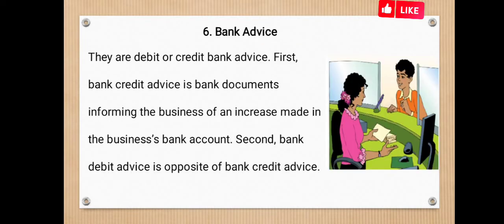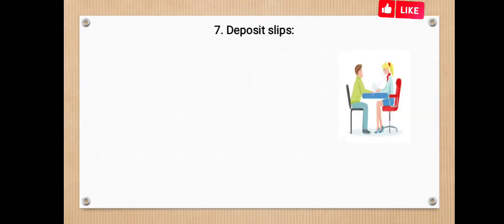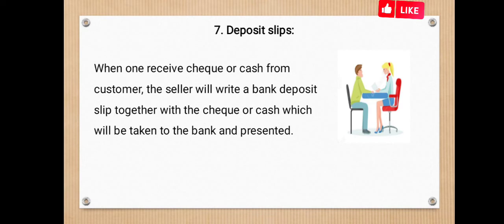Bank advice. They are debit or credit advice. First, bank credit advice is a bank document informing the business of an increase made in the business's bank account. Second, bank debit advice is the opposite of bank credit advice. Deposit slips. When one receives a check or cash from the customer, the seller will write a bank deposit slip together with the check or cash, which will be taken to the bank and presented.